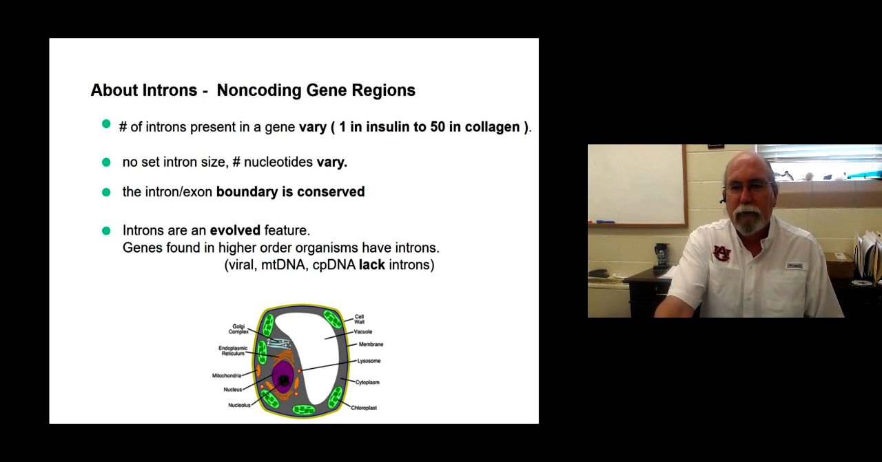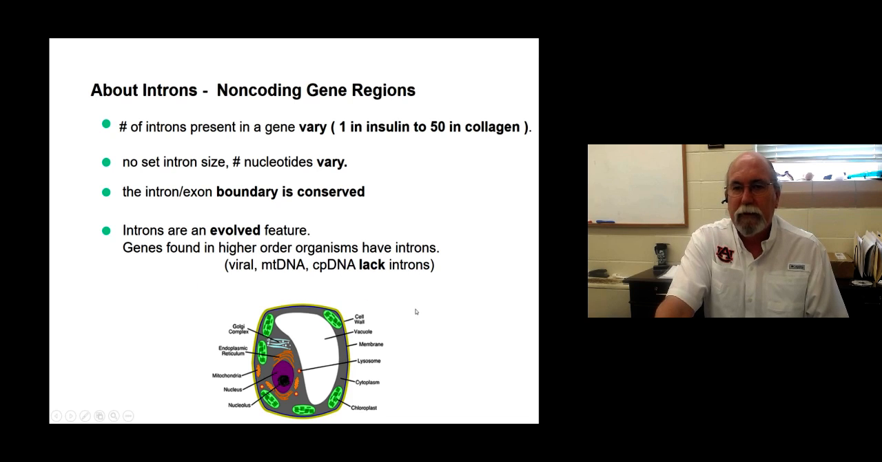And one of the ways they know that is that if you look at places like viral DNA, there are no introns there. Our mitochondrial DNA that we have in our system, as well as in plants, is circular. It has no true introns in it, although there are some reasons, because it doesn't splice in that form. And cpDNA, which is chloroplast DNA, found in the chloroplasts of plants, lacks introns.